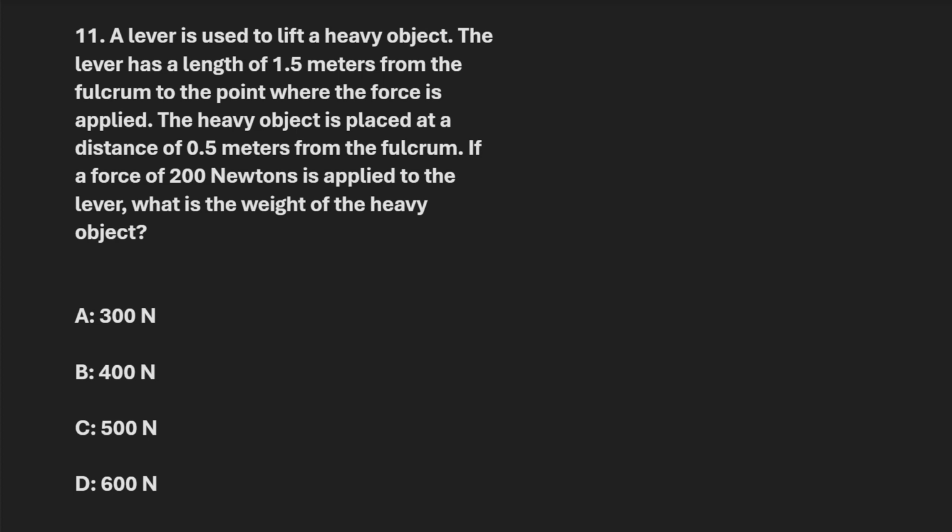All right, so this is an MCAT lever question. Now, whenever we're dealing with lever questions, it's a lot easier than it looks. Essentially, what we want to do is set the force times the distance from which it's applied equal to the force times the distance, right?